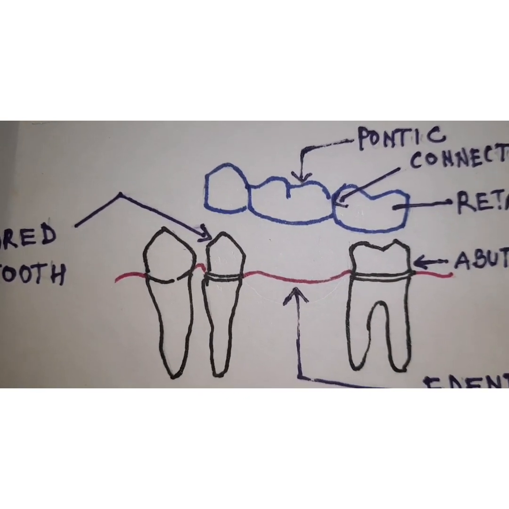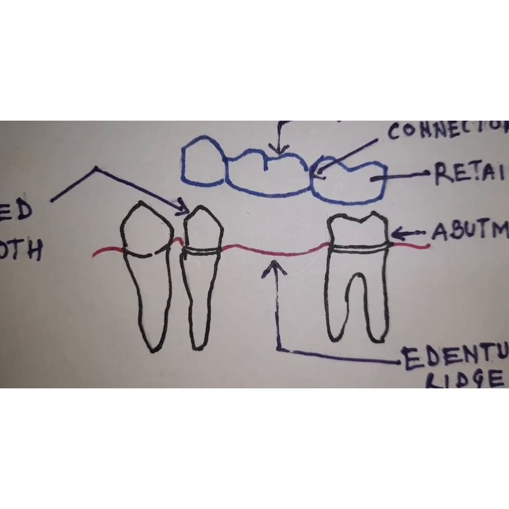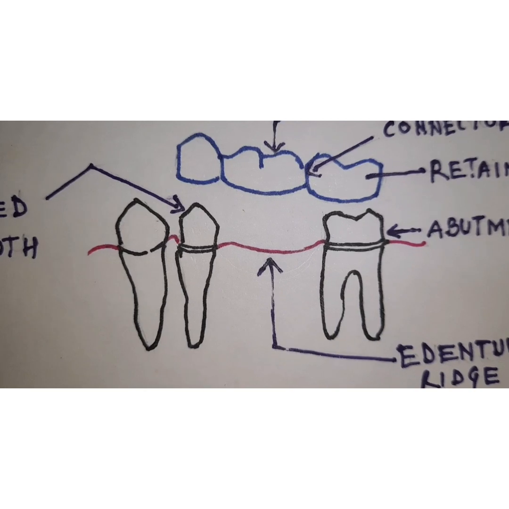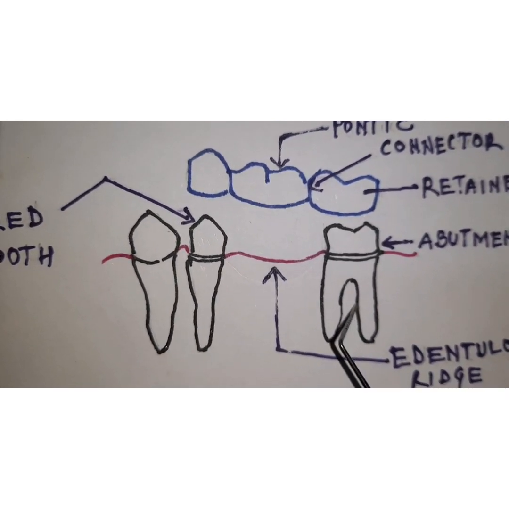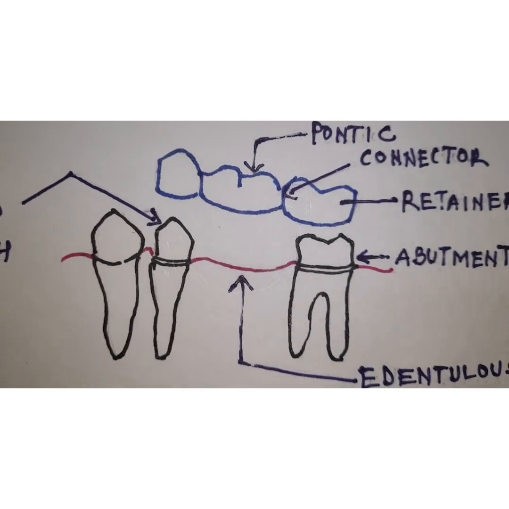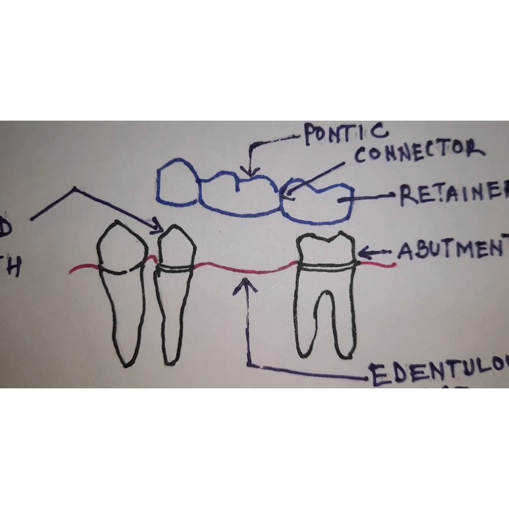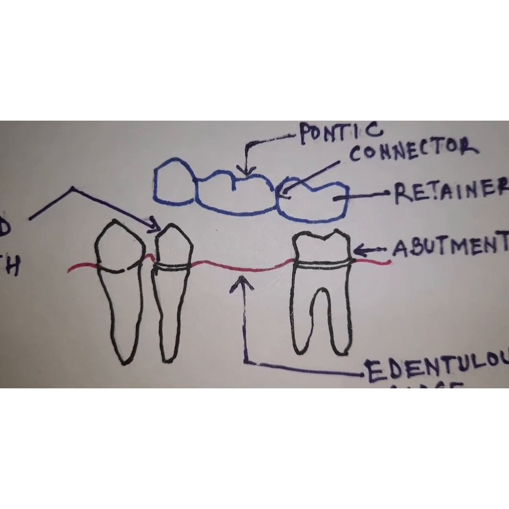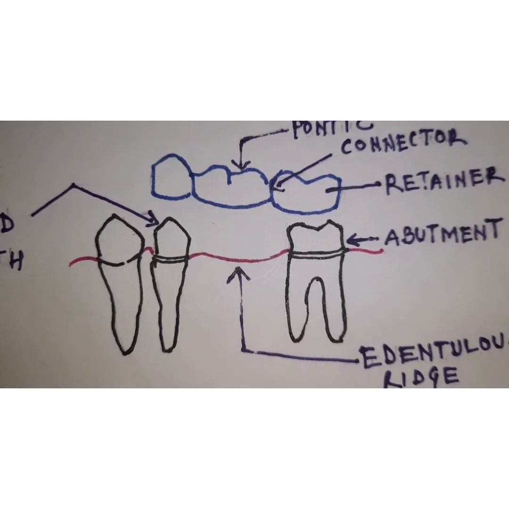Then you have a resin bonded FPD, and then you have a fiber reinforced FPD. An implant supported FPD is there when, instead of natural teeth, you have implants on both sides and then you give a fixed partial denture. So that is an implant supported fixed partial denture. Or it can be splints, where you have permanent splints, and it can be a pier abutment fixed partial denture.